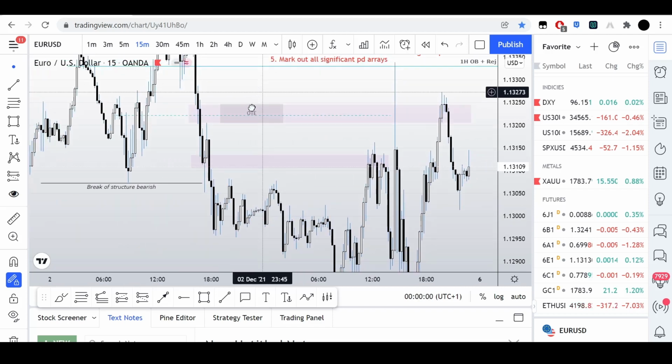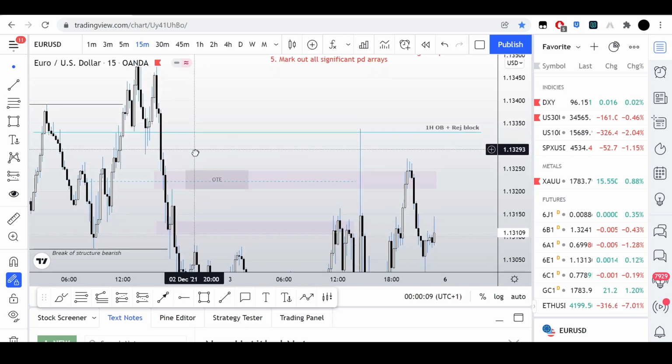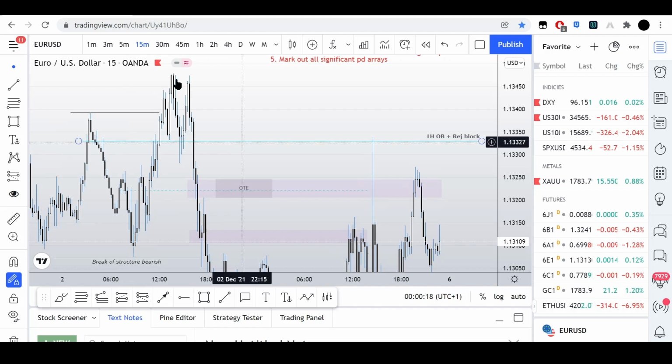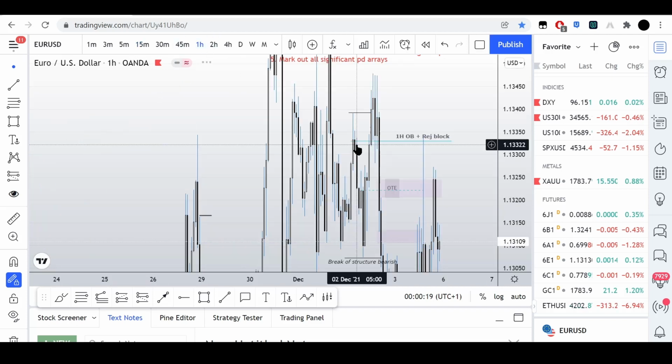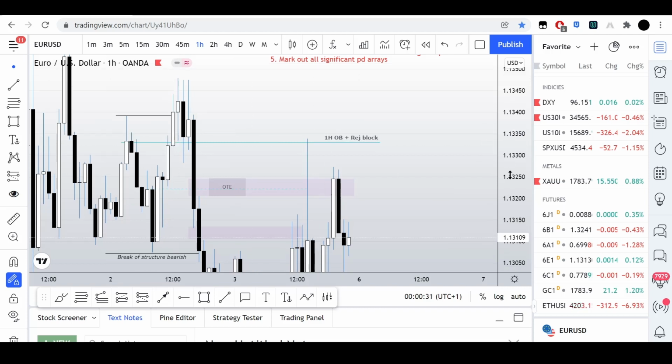It came into this imbalance right here. What else did it come into? It came into the breaker, the mitigation block of this move right here, and also the rejection block on the hourly time frame. Let's look at it on the hourly: rejection block, order block, wick of the order block. It came right into that wick and did a dive down.